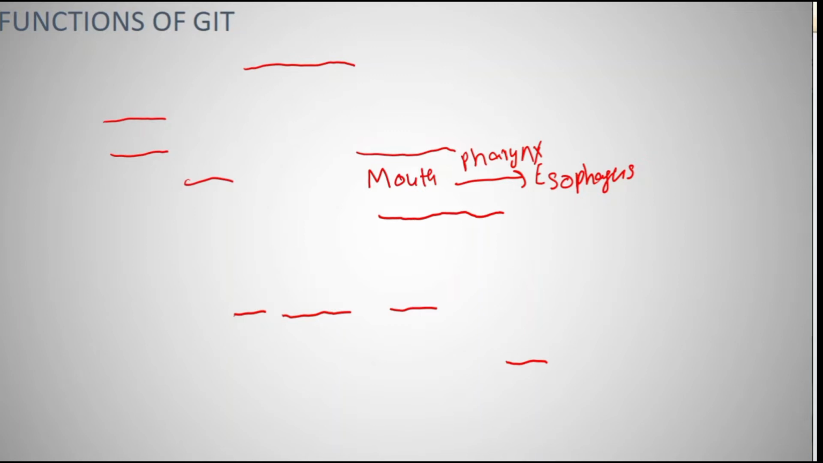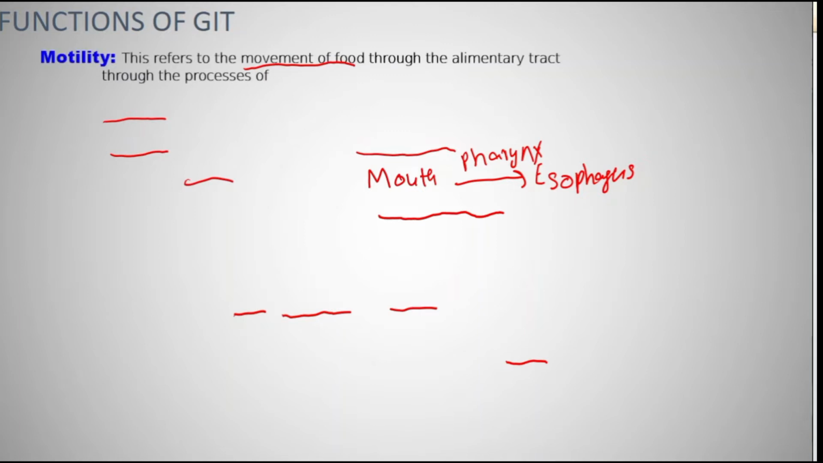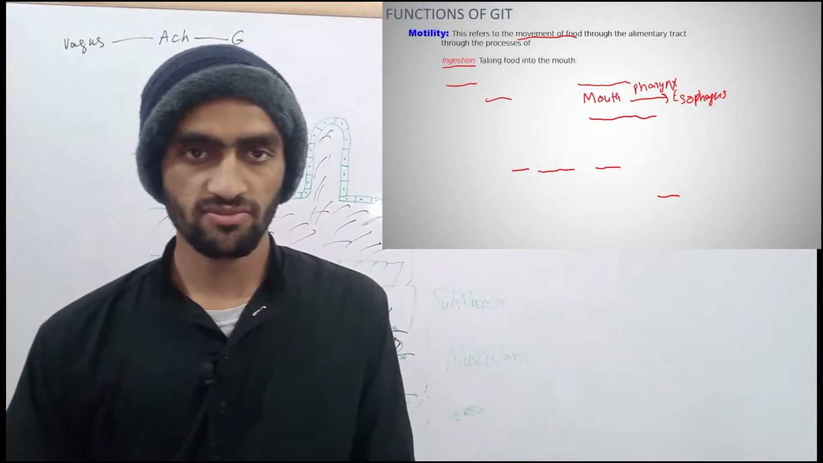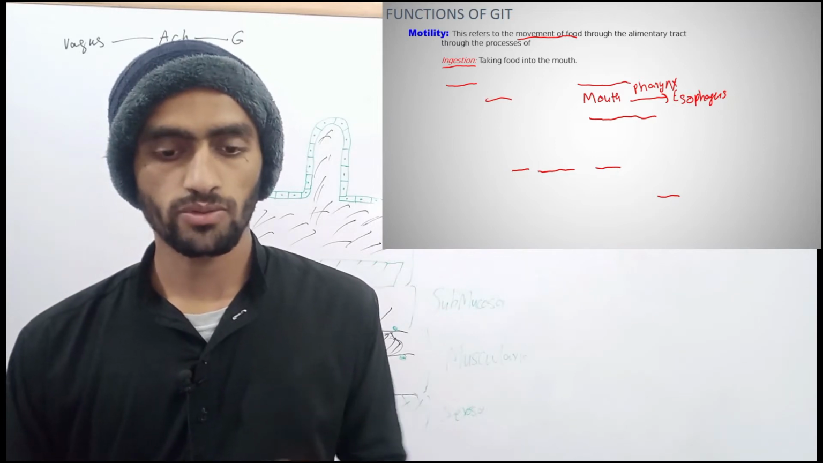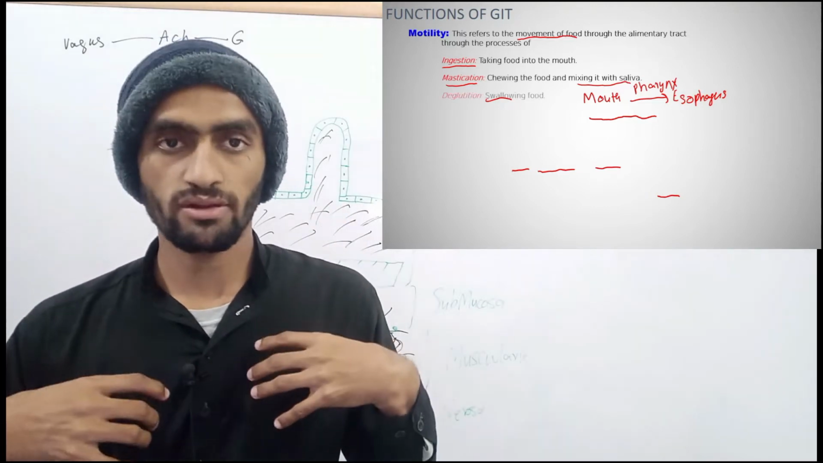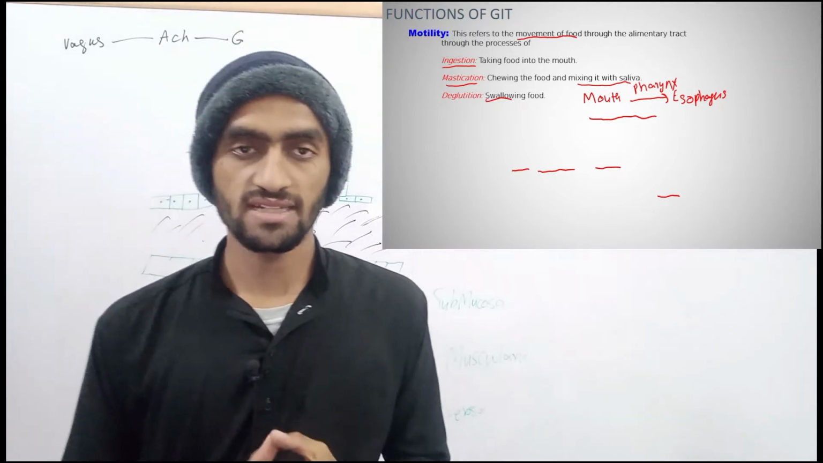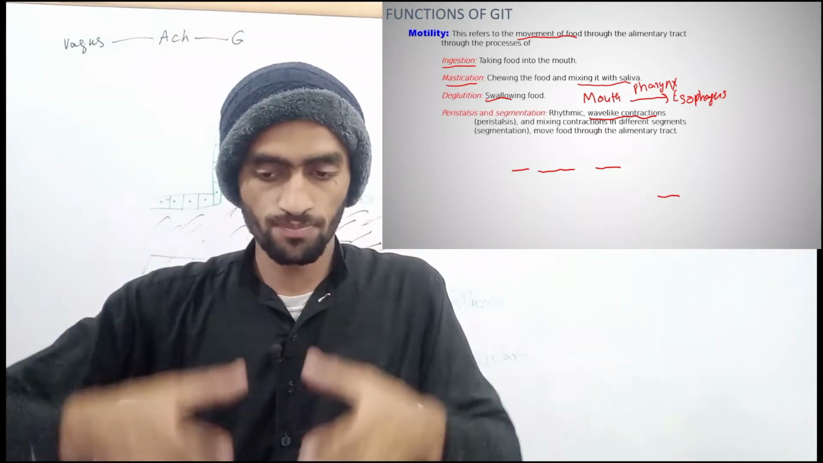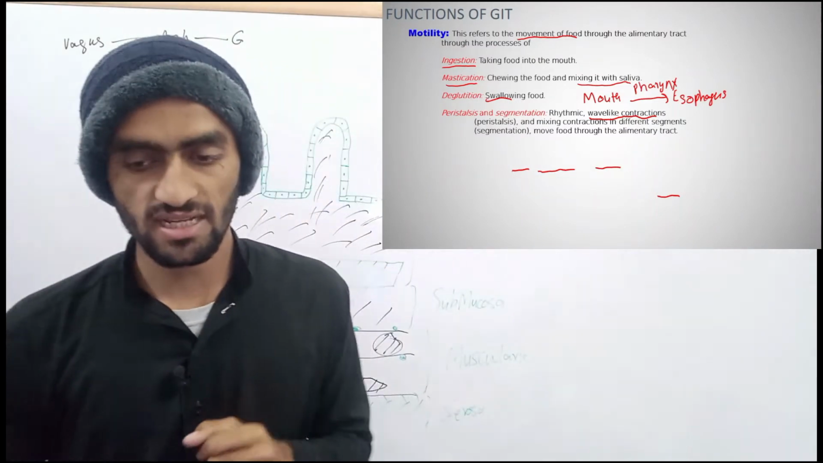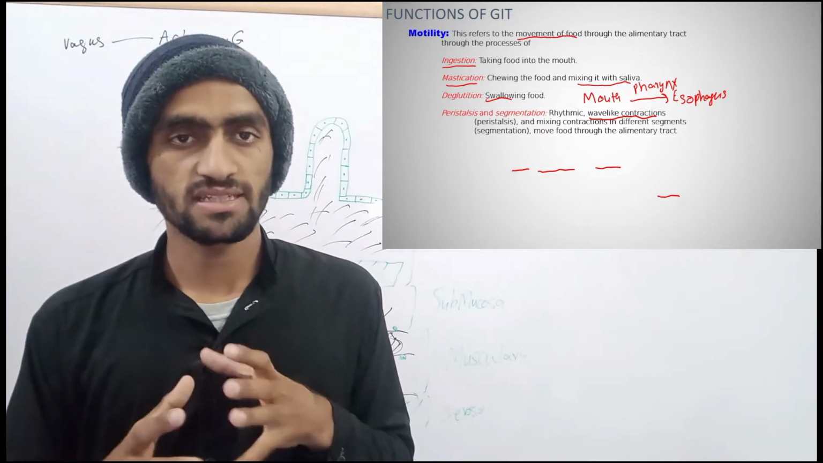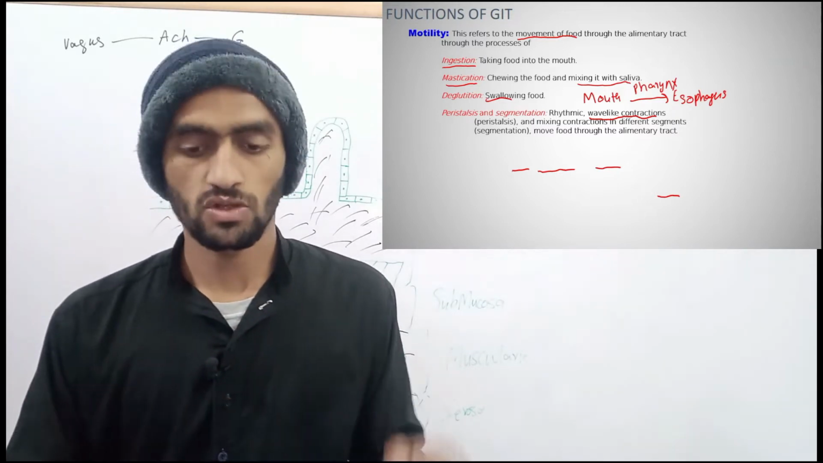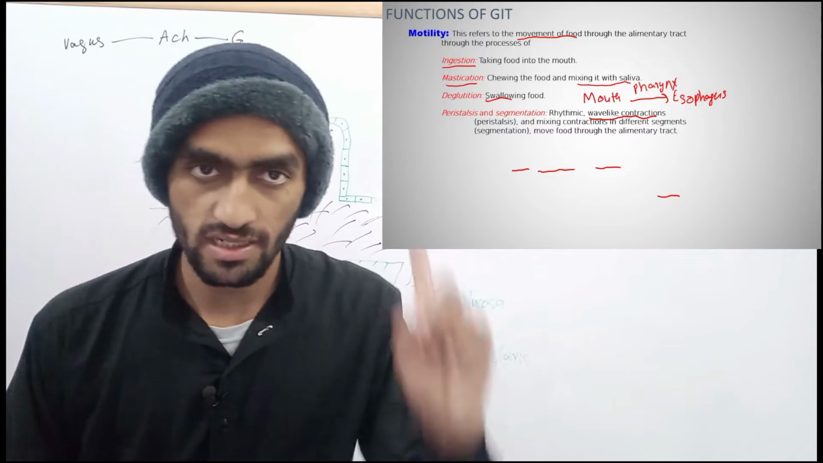Number 1 is motility, movement of food. Our food must be moved from mouth to anus. So it involves the process of ingestion, taking food into the mouth, then mastication, chewing food and mixing with saliva, deglutition meaning swallowing of food, then peristalsis and segmentation. Peristalsis moves the food along the long tube of our gut wall, from mouth to anus. And the other one is segmentation, mixing food with secretions. So this is all included in motility, the number 1 function.